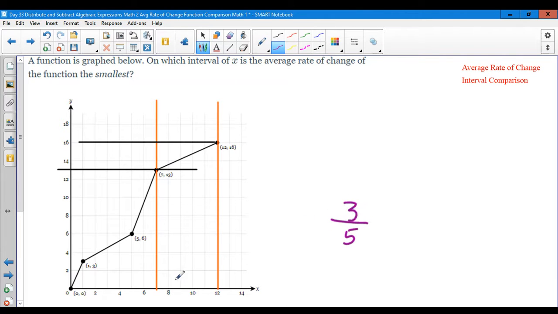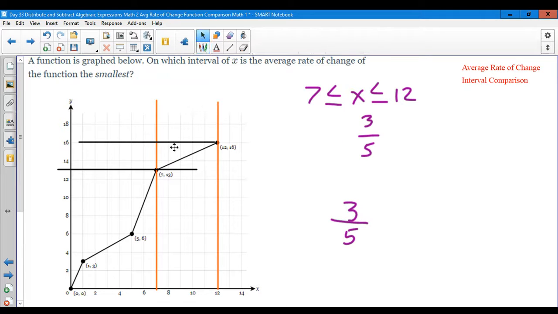3. So from this interval where x equals 7 to 12, anything in between 7 and 12, the slope or the rate of change is 3/5. Now, I'm not sure how easy it is to determine that without these lines, but it gives you these coordinates in the problem.